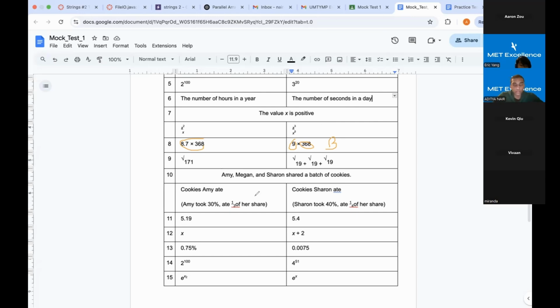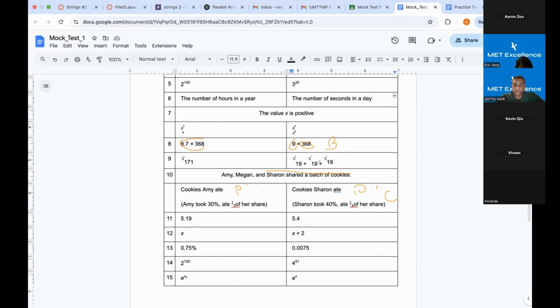Yep. Now we move on to this question in which Megan and Sharon both eat cookies. Let's look at the amount of cookies Amy ate versus the amount Sharon ate. Amy took 30% of the total cookies and then ate 1/3 of her share, so that's going to be 10% of the total cookies. Sharon took 40% and then ate 1/4 of that share. 40 times 1/4 is going to be 10%. So this is going to be C, since they're both equal.